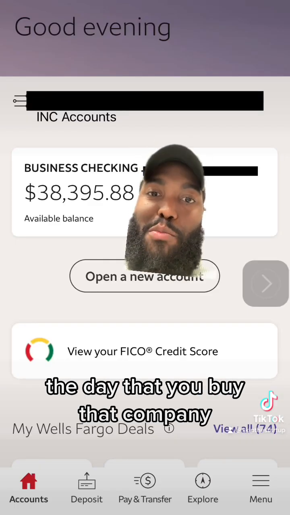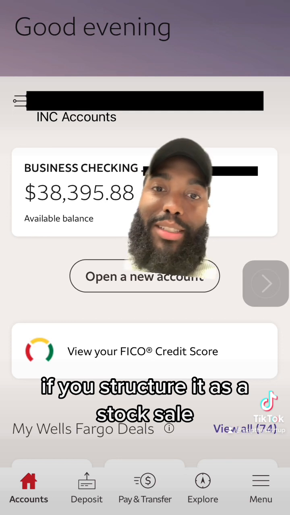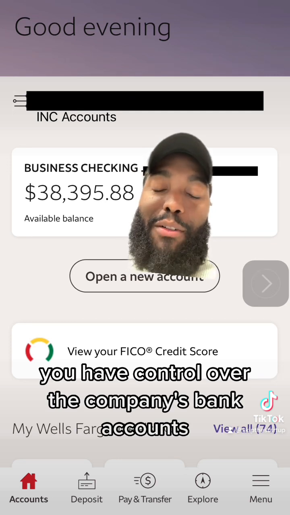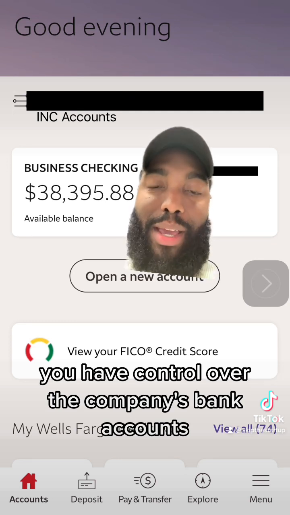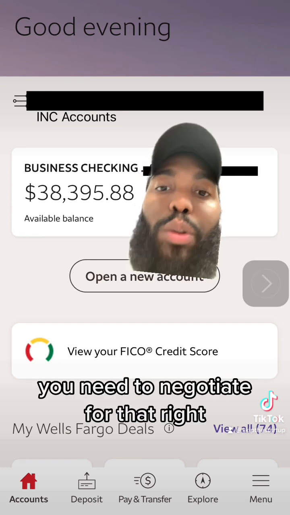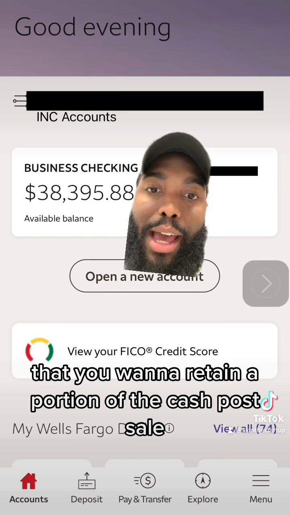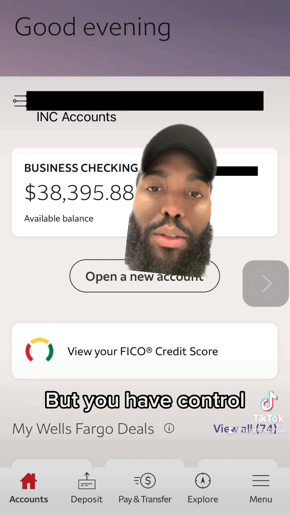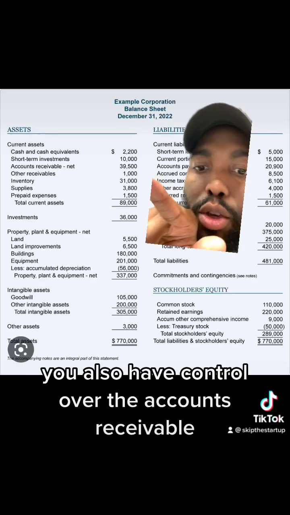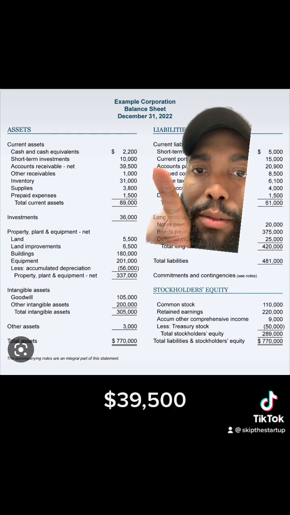The day that you buy that company, if you structure it as a stock sale, you have control over the company's bank accounts. Now, of course, you need to negotiate for that, right? You need to tell the seller that you want to retain a portion of the cash post-sale, but you have control over the company's bank accounts. You also have control over the accounts receivable. You see right there, $39,500.